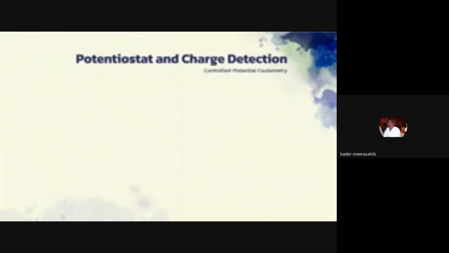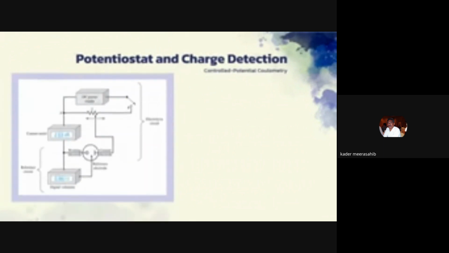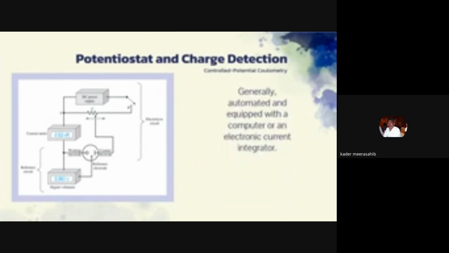In controlled potential coulometry, a potentiostat with this design is often used. Generally, however, the potentiostat is automated and equipped with a computer or an electronic current integrator that gives the charge in coulombs necessary to complete the reaction, such as shown in this figure.